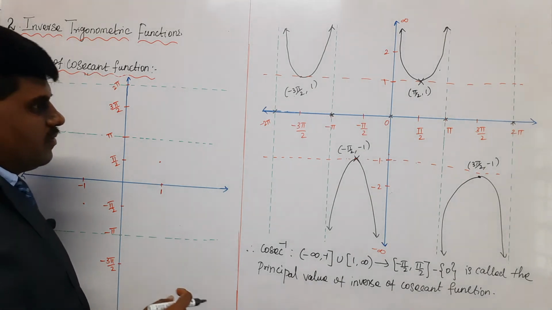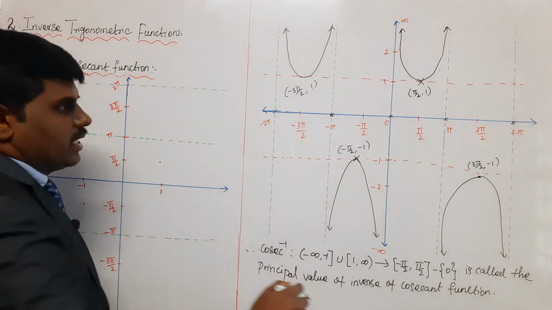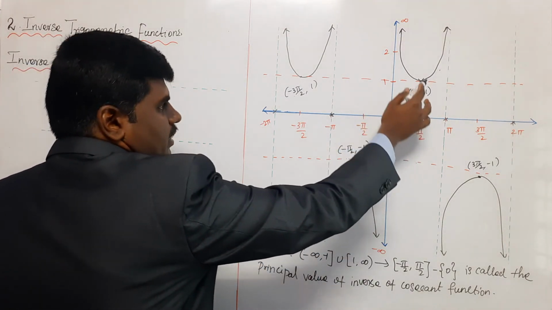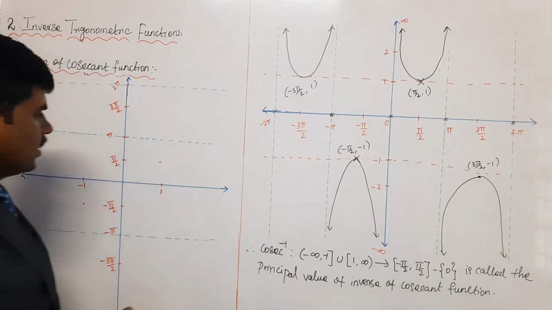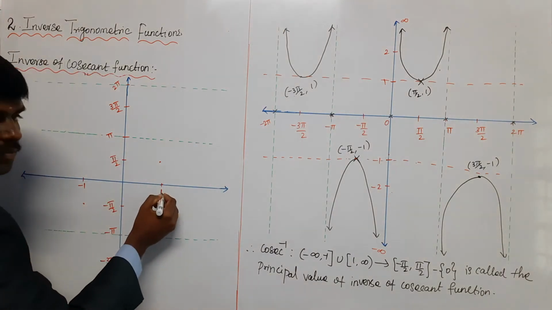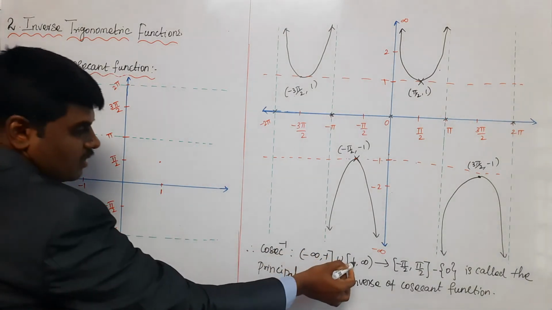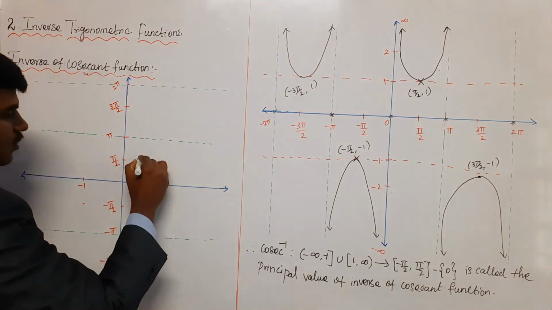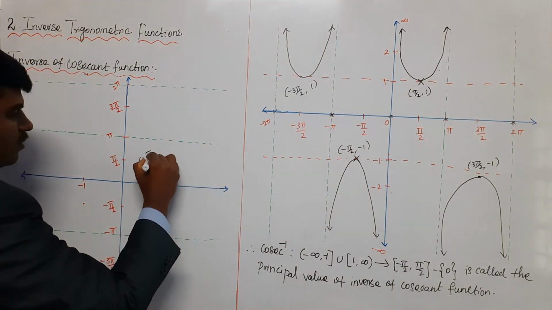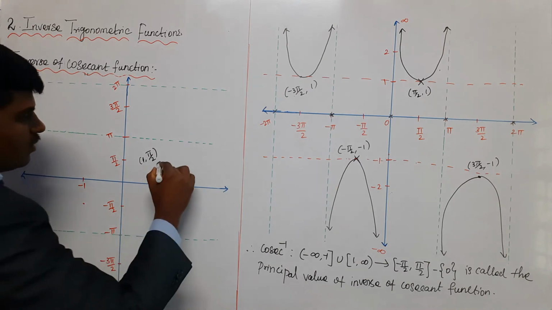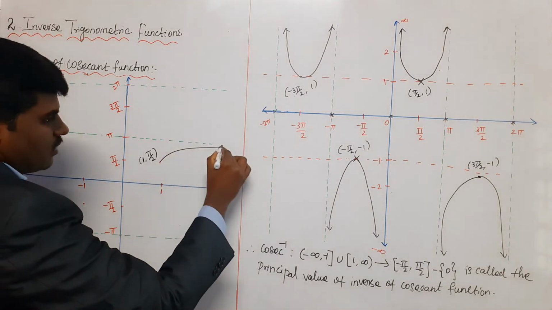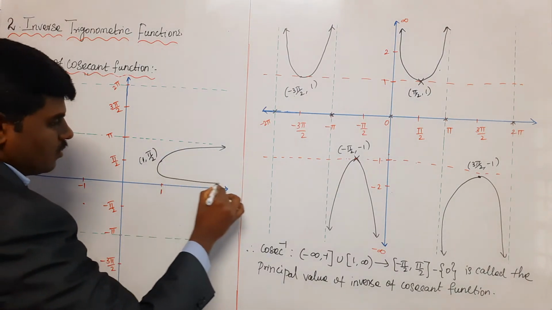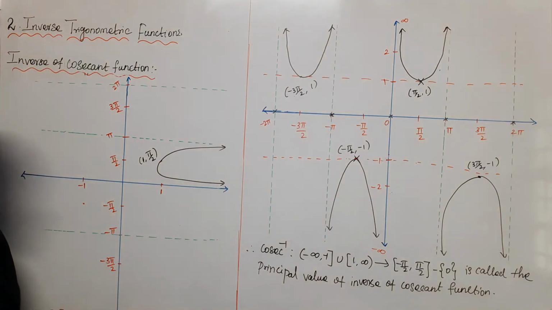First, on the cosecant curve, pi by 2 corresponds to 1. Here the domain value is x equal to 1. Here 1 to pi by 2. Is that clear? That value should go from here to here. That's the first value.